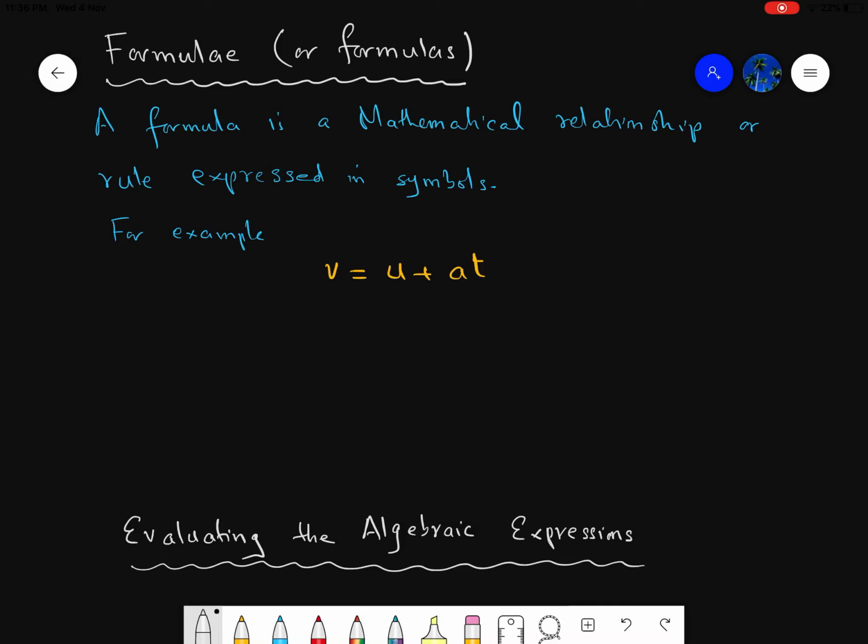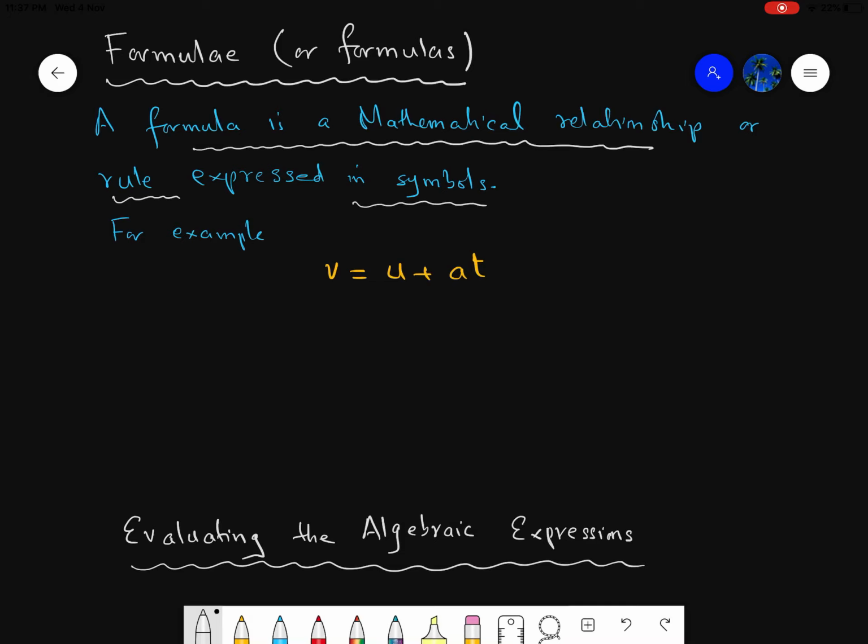In the last session, we discussed negative numbers, directed numbers, and addition, subtraction, multiplication, and division of such numbers. Today, we'll continue our topic of basic algebra and look into the concept of formulae, also known as formulas. A formula is a mathematical relationship or rule expressed in symbols, using A, B, C, X, Y, Z, or any other letters.